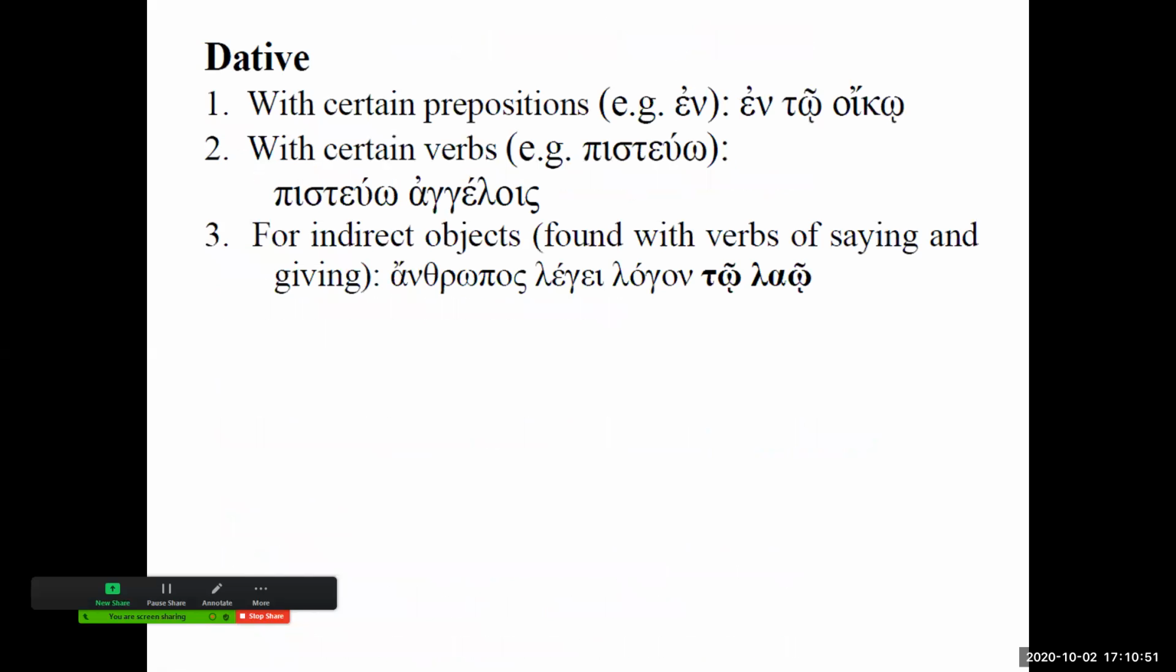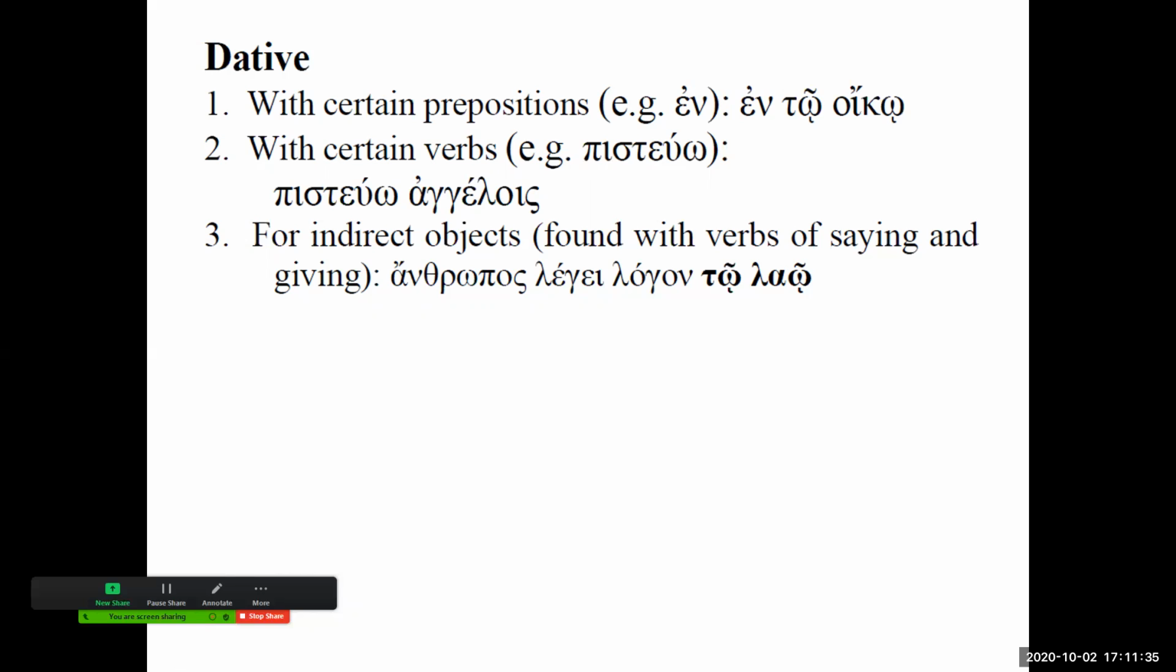Genitive indicates possession. The dative is a complicated case, really, but it's used with certain prepositions, especially in: en tō oikō, in the house. Notice that you have to know which prepositions take which cases because each of them is different. But en takes the dative case. So if you are in something, you must show it with the dative case. En oikō, in a house. En tō oikō, in the house.